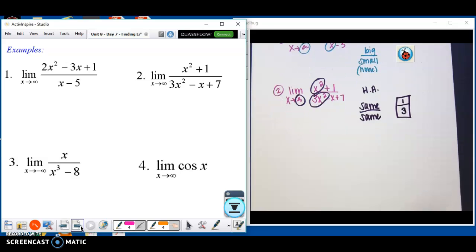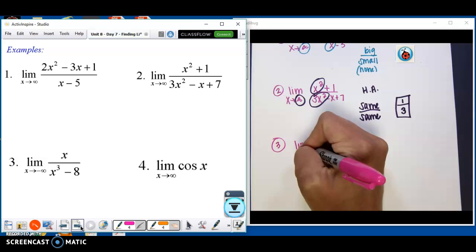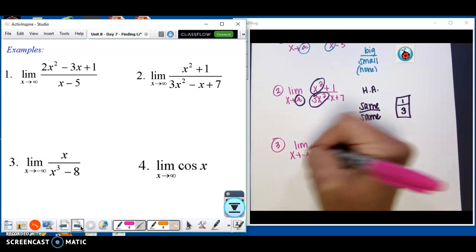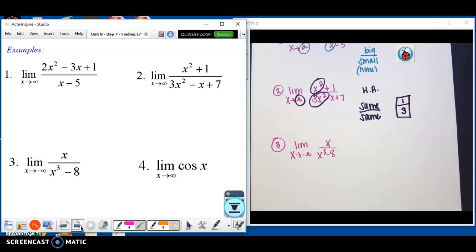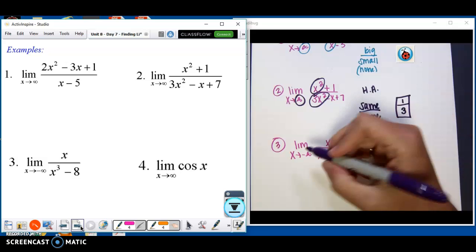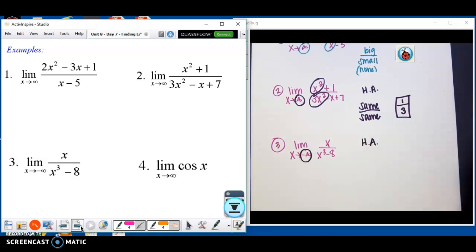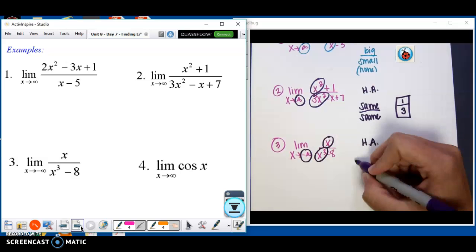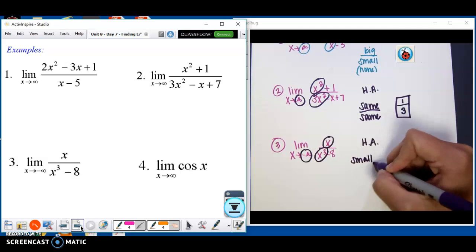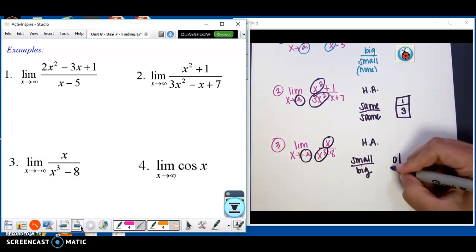Okay, so looking at the third one, the limit as x approaches negative infinity of x over x cubed minus 8. Because it's the limit as x approaches infinity, and it doesn't matter if it's positive or negative infinity, we're going to be looking at horizontal asymptotes. The degree on top is 1, the degree on the bottom is 3. So this is a case where we have small over big. When we have a small degree over big degree, this is when it approaches 0.